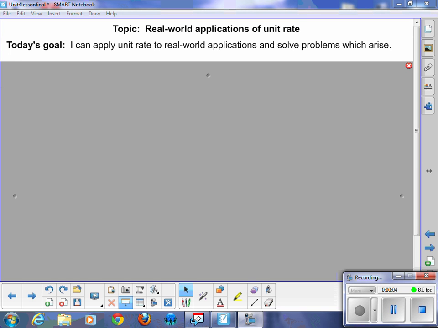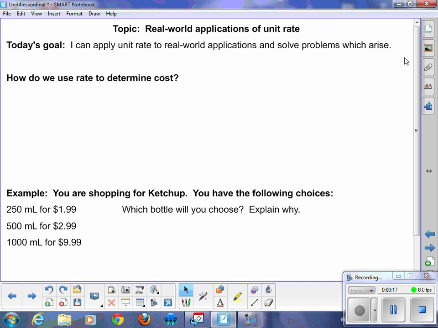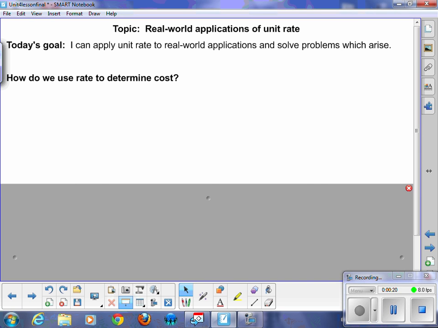Today we're looking at real-world applications for unit rate. So yesterday you went through, did some of the homework, mastered the concept of unit rate. Now today I want you to be able to apply unit rate to real-world applications and solve problems as they arise. All right. So first of all, let's just look at the first question here.